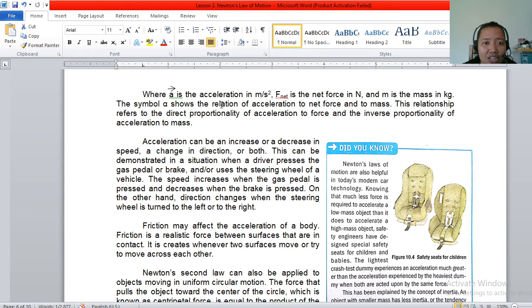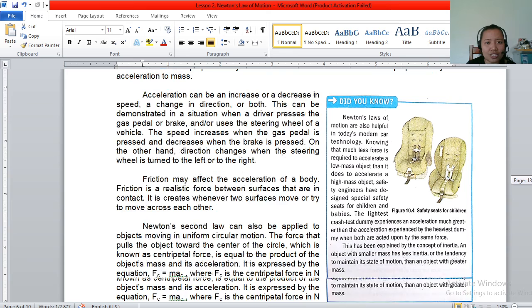Where acceleration, this symbol is the acceleration in meter per second squared, and this is our net force, which is in Newton. And the M is the mass in kilogram. The symbol, this one, shows the relationship. It's the Greek alphabet alpha, the relationship of acceleration to net force and to mass. So I've explained it further, so let's proceed.